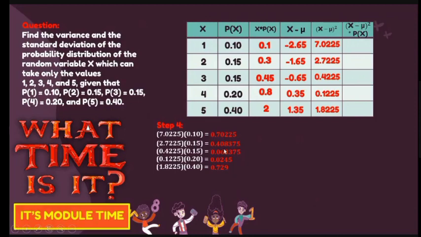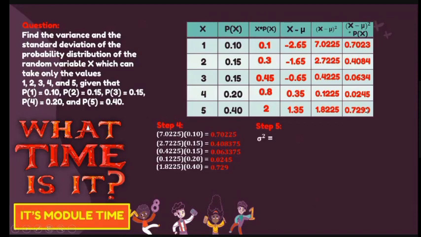Next natin is to transfer our answer for step 4 dito sa last column natin. But this time, para hindi tayo mahirapan, we have to express yung answer natin with 4 decimal places. So I have to round up yung mga answers natin from this part up to the last part. So paki-round up na lang. So by rounding up, ito yung mga maging result. So you will have 0.7023, 0.4084, 0.0634, 0.0245, 0.7290. Dito nagdagdag lang tayo ng 0 to make it 4 decimal places.